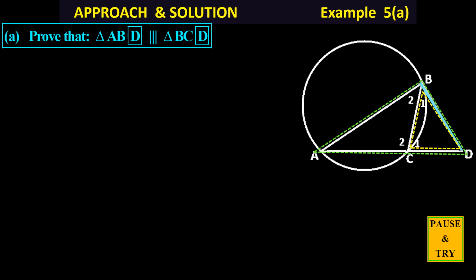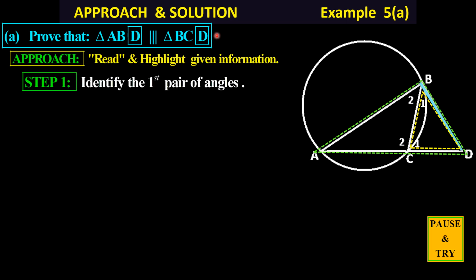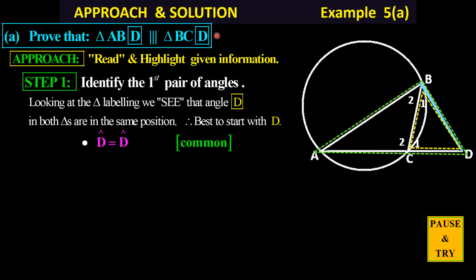ABD and BCD. So there's a D, and the D and the D is in the same position. Although there's a B and a B, the B's are not in the same position. A must be B, and that other angle B must be equal to C. So it's definitely the D and the D. So we'll start off there. So our first pair of angles is angle D, and we know it's the same D, so angle D is common. Angle D belongs to both. You can see that belongs to both.